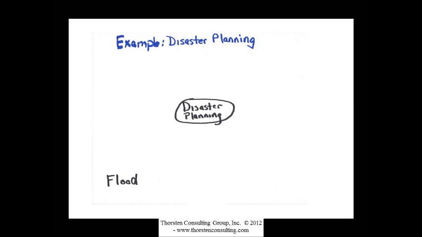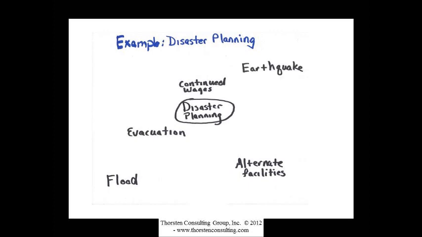A mind map starts out with a blank sheet of paper. In this case, you can see that we're going to put the words disaster planning in the center of the page with a circle around it. At this point, there are no other rules other than trying to elicit words and thoughts from participants in the process, or just yourself if you're creating the mind map on your own.